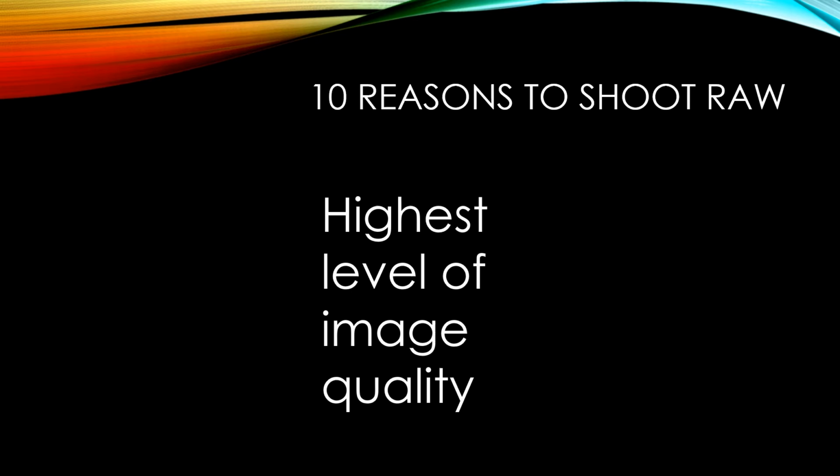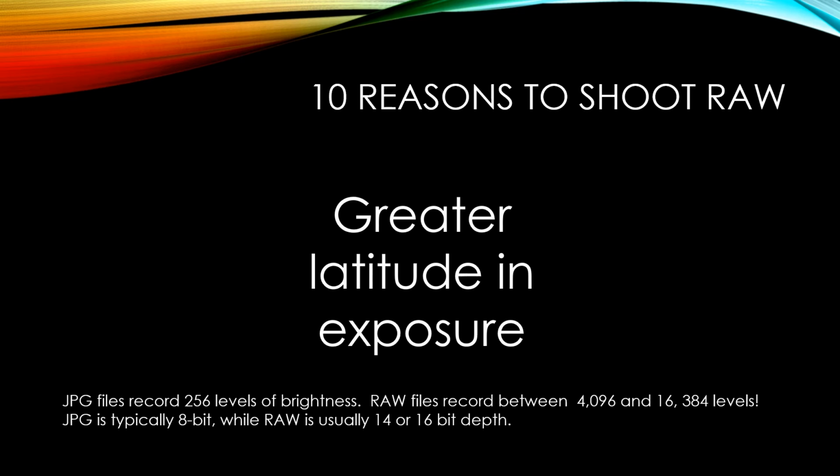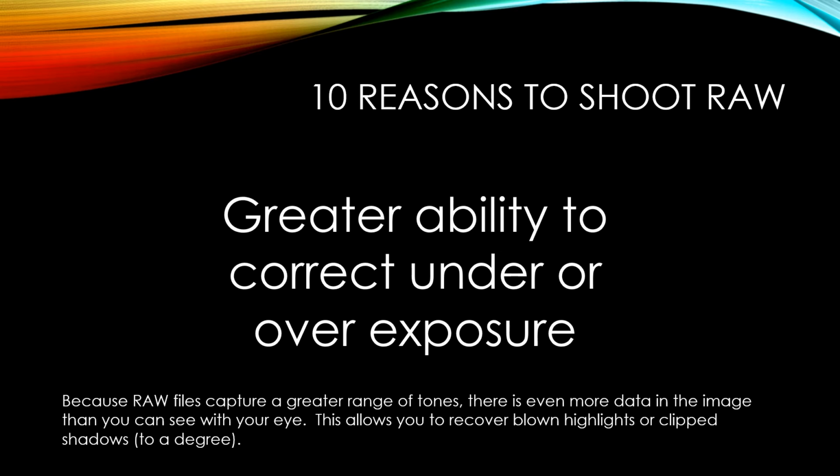So let's quickly take a look at the 10 reasons that everyone should be shooting in RAW. Number 10, RAW files give you the highest level of image quality. Number 9, RAW files give you greater latitude in exposure. JPEG files are going to record what they consider to be 256 levels of brightness. RAW files can record anywhere between 4,096 and 16,384 levels. Don't worry, nobody's ever going to ask you to remember those things. But the reality is, RAW files definitely give you more latitude in your exposure. Number 8, RAW files give you a greater ability to correct under or overexposure. Again, because of the same thing, you can recover a lot of that under and overexposure.